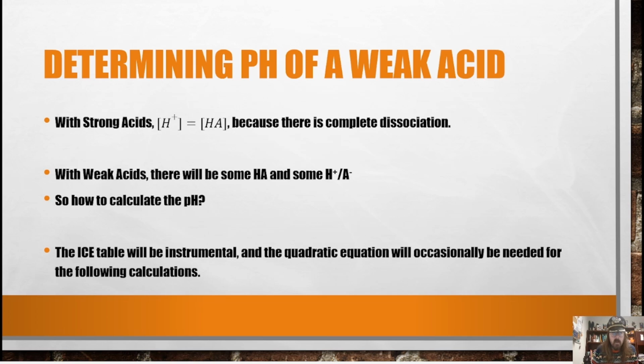Now, we will set up an ICE table, but once you get the hang of it, the ICE table is no longer necessary. We might have to set up a quadratic equation, but there are other ways around that. But the idea is we need to consider this equilibrium expression. This is a situation where, much like in chapter 15, we will know how much starting material we have, but we will not know all the concentrations at equilibrium.